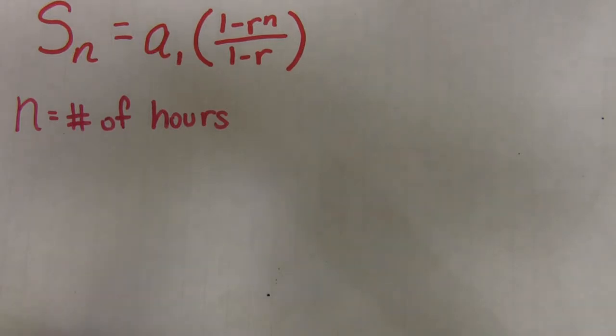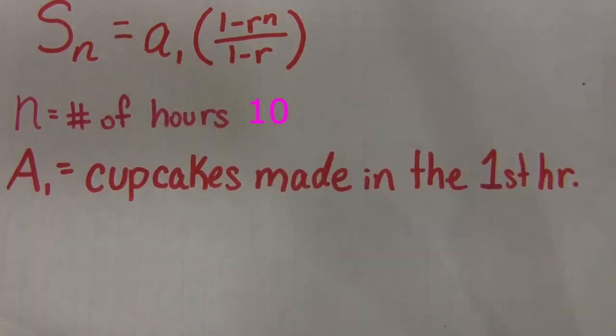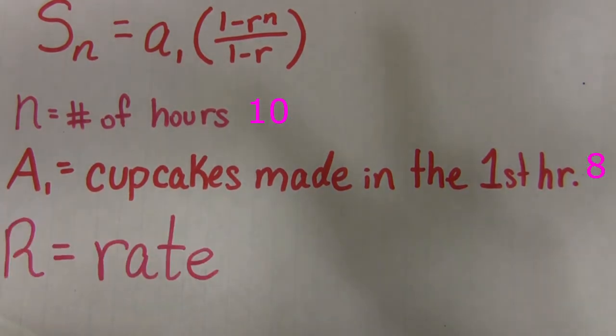N is the number of terms, or in our case, the number of hours, 10. A sub 1 is the first term, or how many cupcakes were made in the first hour, 8. R is the rate, or common ratio. In our case, Nadia bakes 25% more cupcakes than the previous hour. R would not be 0.25, rather 1.25, because she bakes the same number of cupcakes as the previous hour, plus 25% of that number.